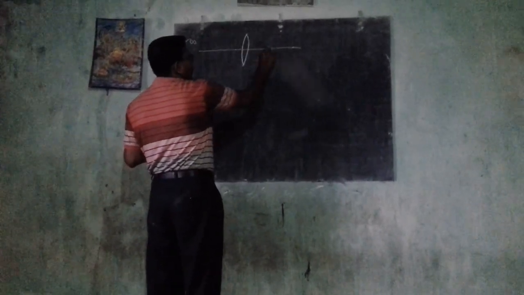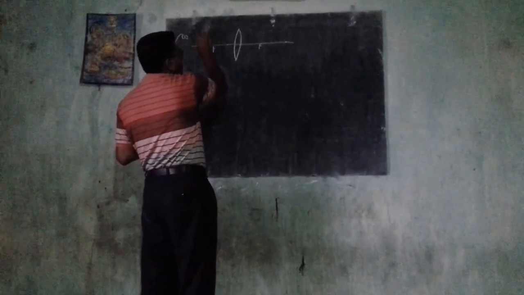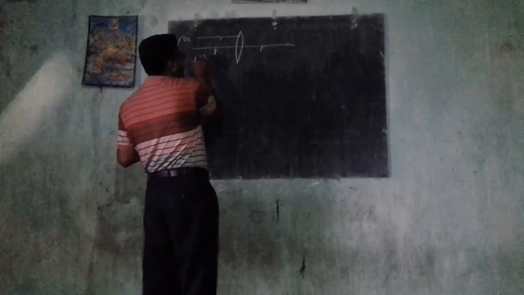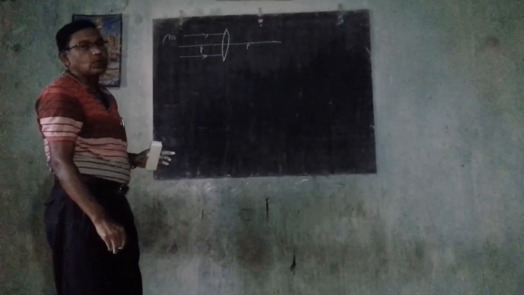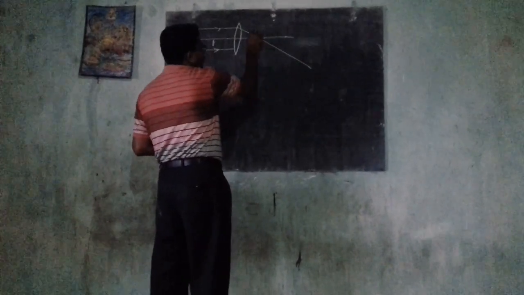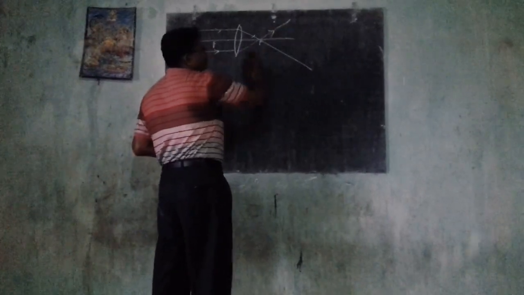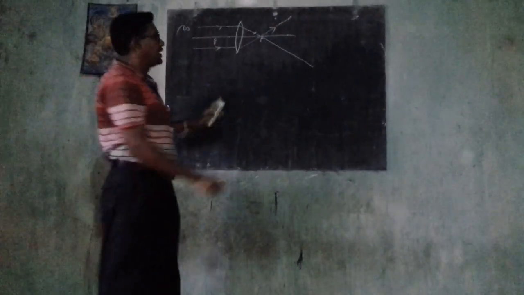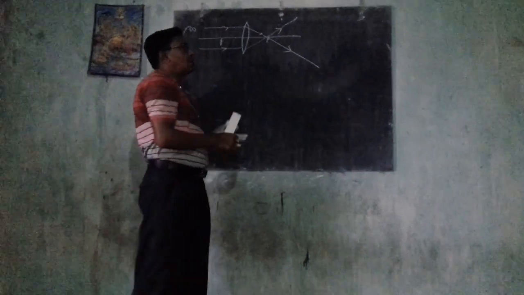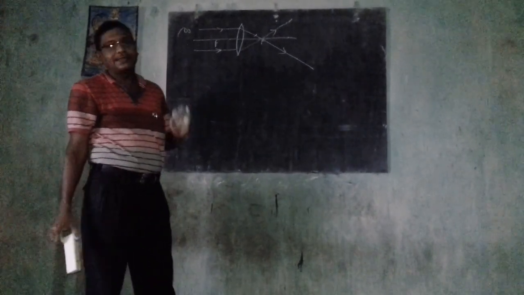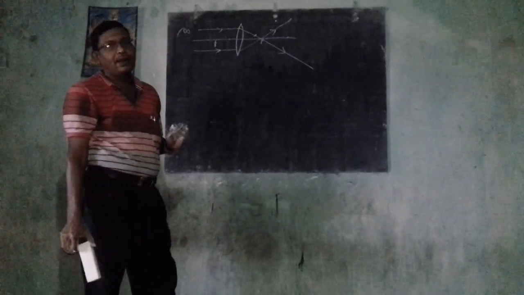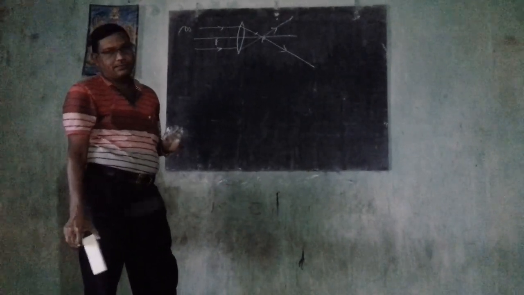Here is the focus point, this is also focus. When the object is at infinite distance, we take at least 2 rays. After the refraction, they pass through the focus. So, the image of the object is formed at F, point size, real and inverted.